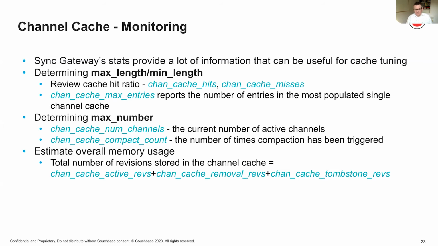And then as far as estimating the overall actual memory usage, as opposed to the maximum memory usage we calculated a minute ago, there are 3 stats that can be combined to determine the total number of revisions that are stored in the cache. So we maintain stats for active revisions, removal revisions, and tombstone revisions. And the sum of those 3 is the total number of revisions in the cache. And so adding those 3 and multiplying it by the 120 bytes we talked about earlier will give you a rough estimate of how much memory is being used for the channel cache.